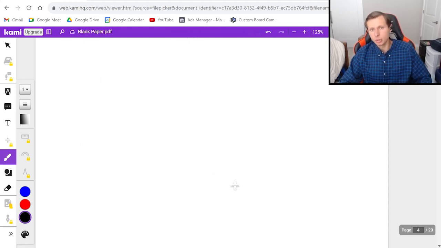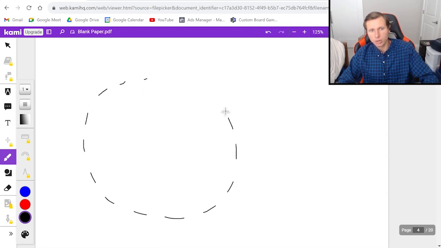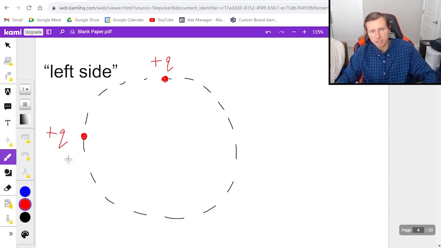So now let's just move on to one more example. For this one, I am going to have a ring of charges placed around a circle. Above, we are going to have a charge of just some variable, positive Q. We are going to have the exact same charge on the right side, also positive Q. On the right side, we are going to have a charge negative Q. And then below, we're going to have a charge negative Q.